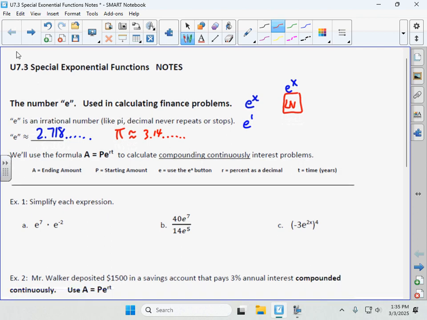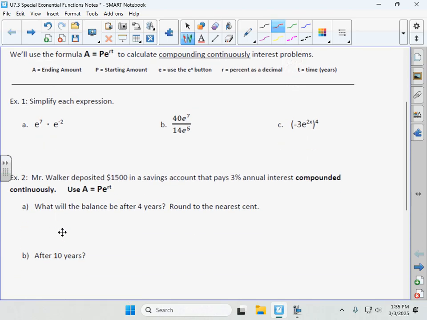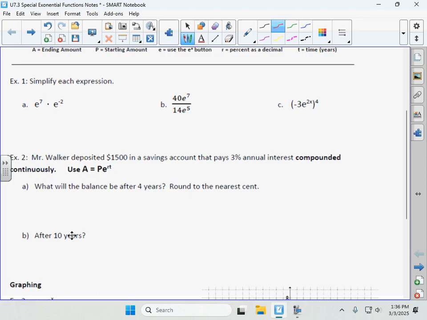We can simplify e to exponents, just like we did with x's. You can treat e like a variable when you're asked to simplify, and we're just using the exponent properties. So we're not going to actually use the decimal on these. Example: e to the 7 times e to the negative 2. When we multiply like bases, we remember we're adding exponents. So it's 7 plus negative 2, and that's e to the 5th power. We just leave it like that. If we wanted to know its decimal, we could put e to the 5th in the calculator.